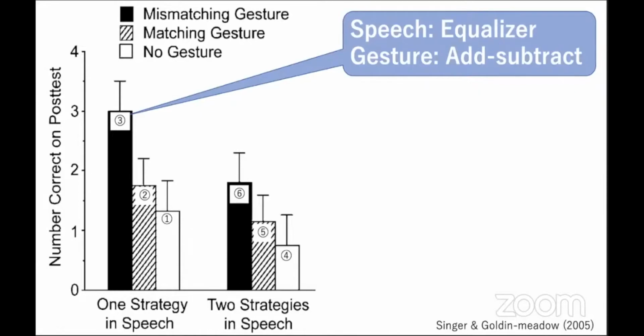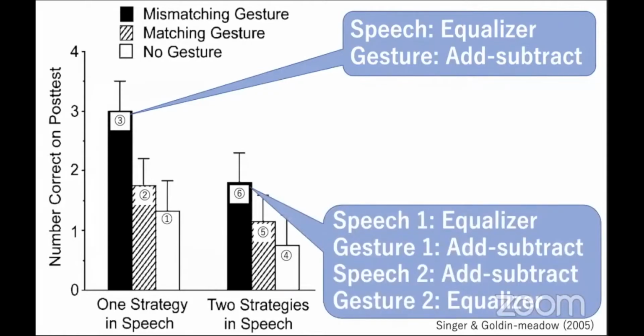It seems like this group performed the best because they were able to learn 2 different strategies at the same time. They are using different modalities. And group 6 was the second best. Again, this was a mismatching condition, but they were taught 2 different strategies orally. So in session 1, they were taught equalizer verbally, but the gesture was subtract. And in the second session, subtract was taught, but the gesture was equalizer. Okay, so in both cases, the mismatching condition was better than the matching condition.